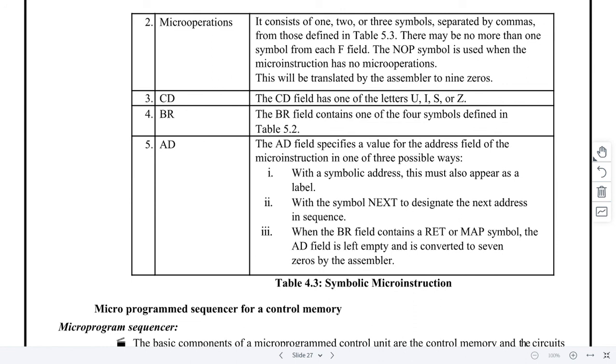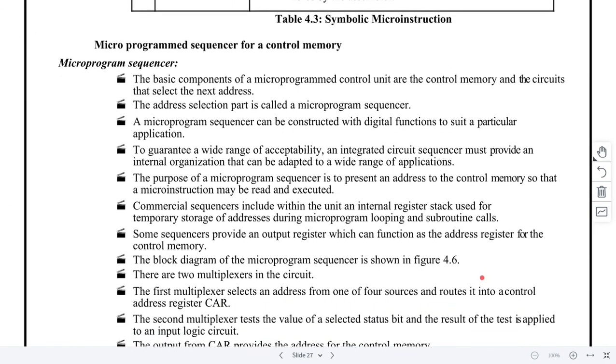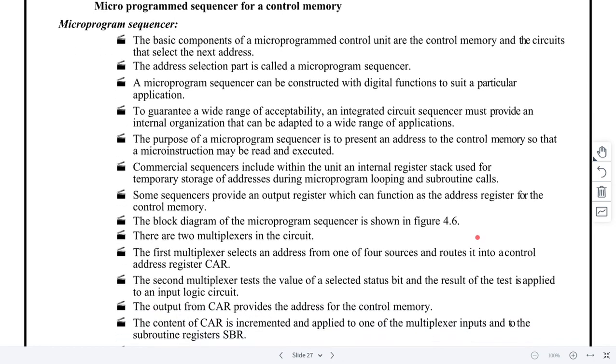1 or 3 possible ways. With the symbolic address, this must also appear as a label with the symbol next to designate the next address in sequence. When BR field contains a return or map symbol, the AD field is left empty and is converted to 7 zeros by the assembler. So that is about the microprogram sequencer for control memory.